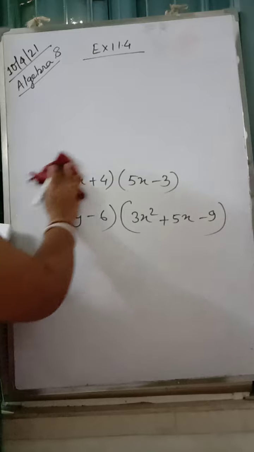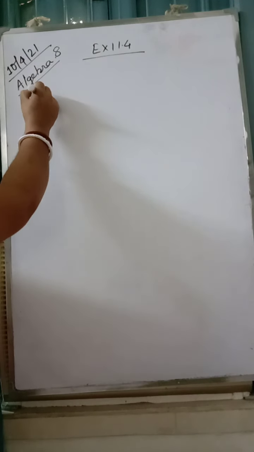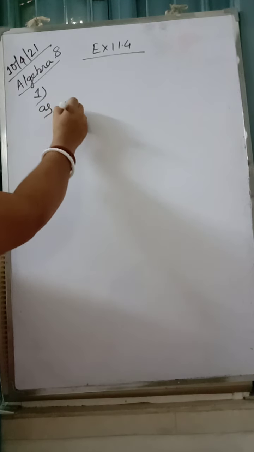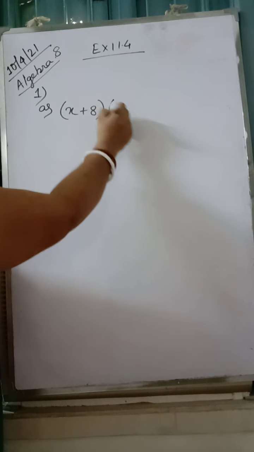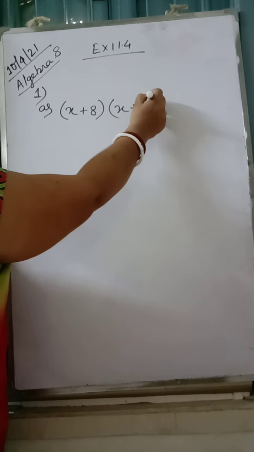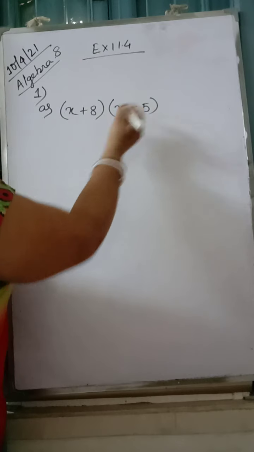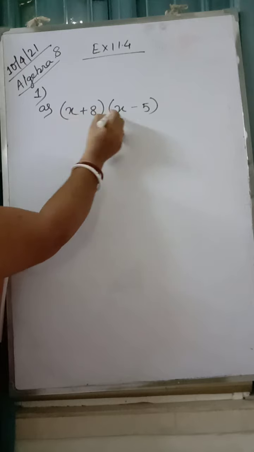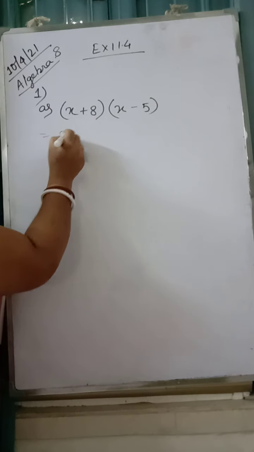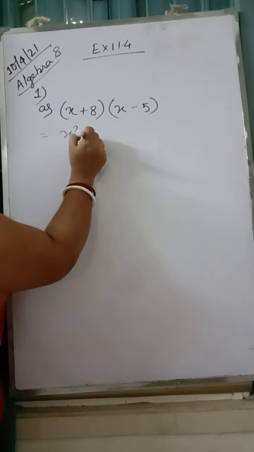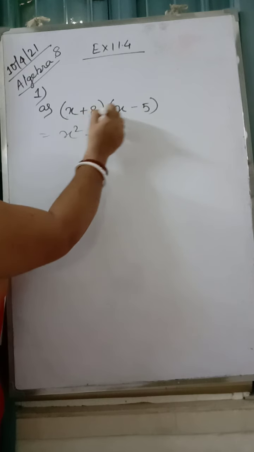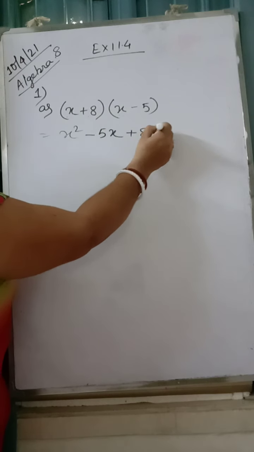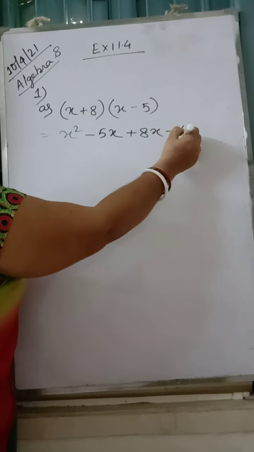Okay, so how to do it? It's very simple here. Just you have to be a little bit careful. Let us see number 1. It says find the product, and the question is given (x + 8) into (x - 5). Now, what we have to do, if you are comfortable enough, you start from x: x into x, x square; x into minus 5, minus 5x; 8 into x, 8x. Now 8 into minus 5, minus 40.